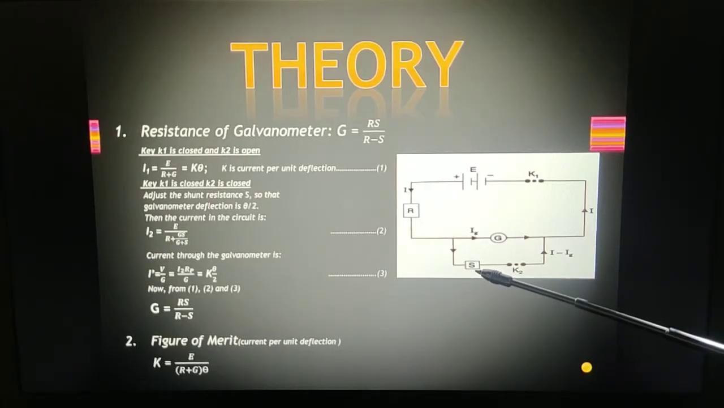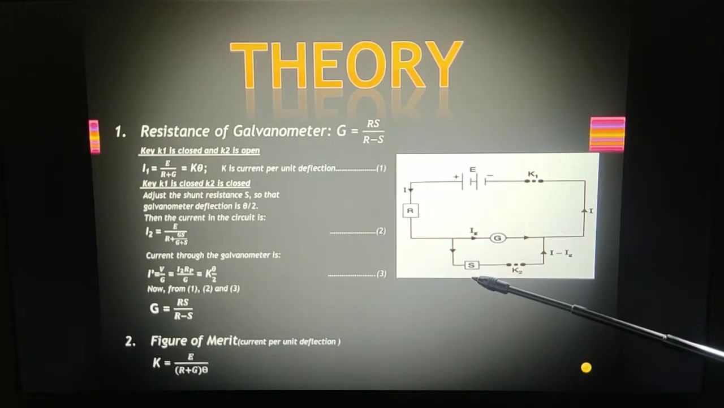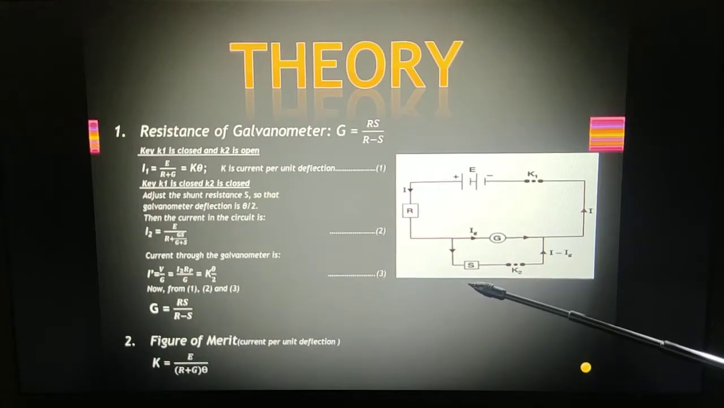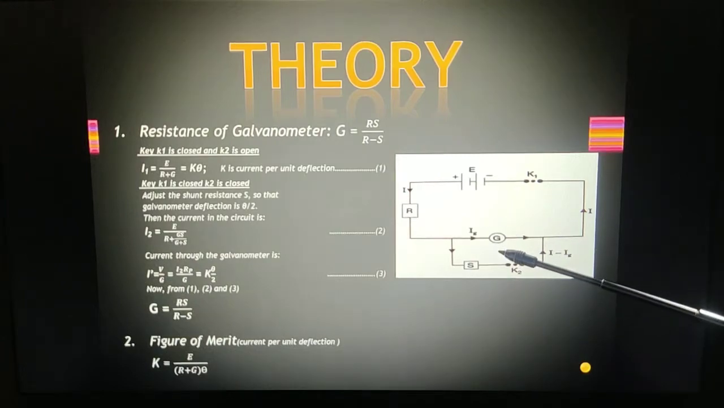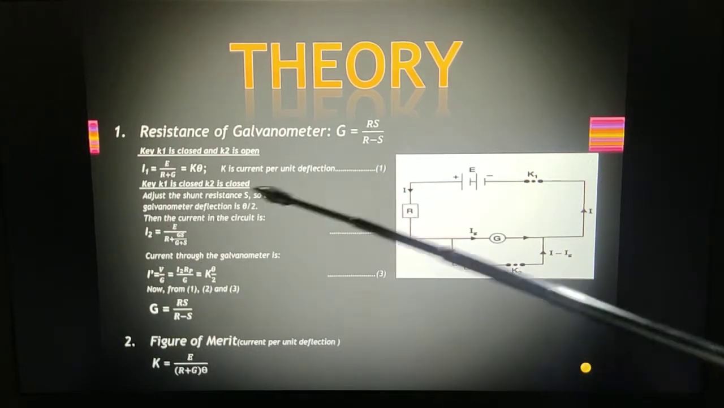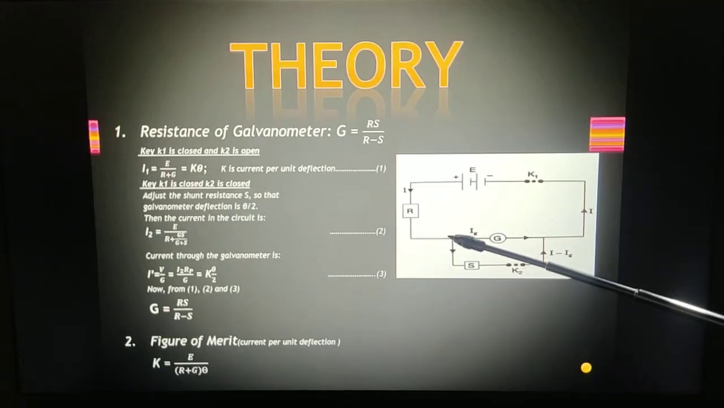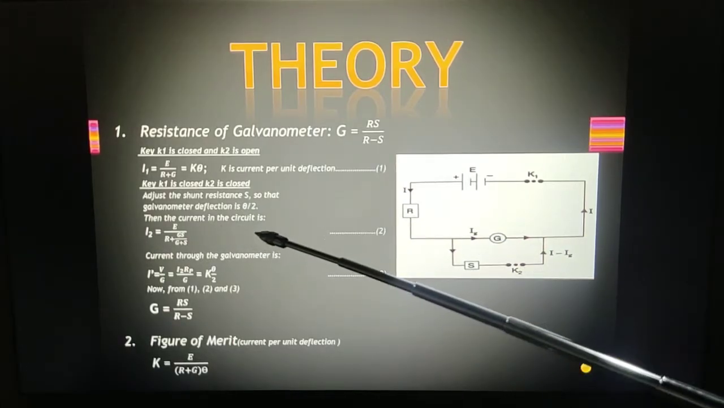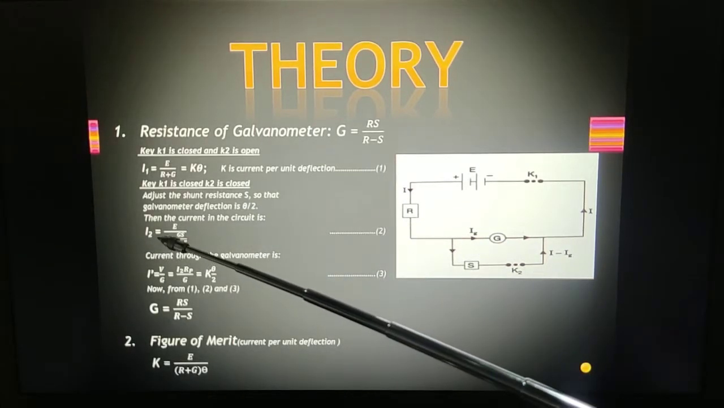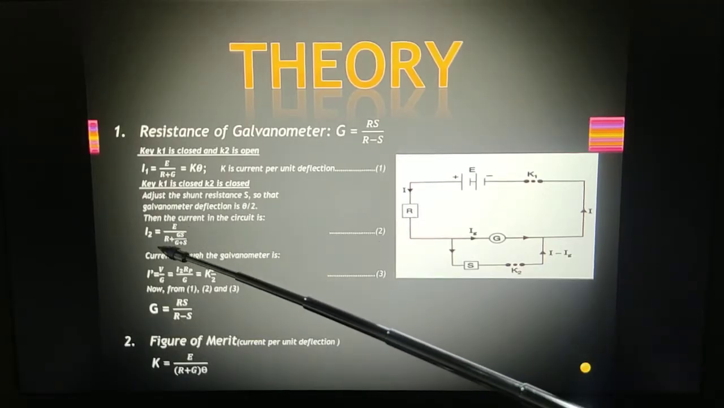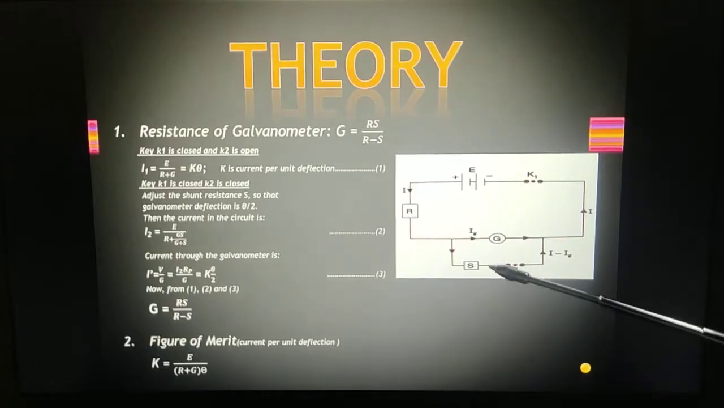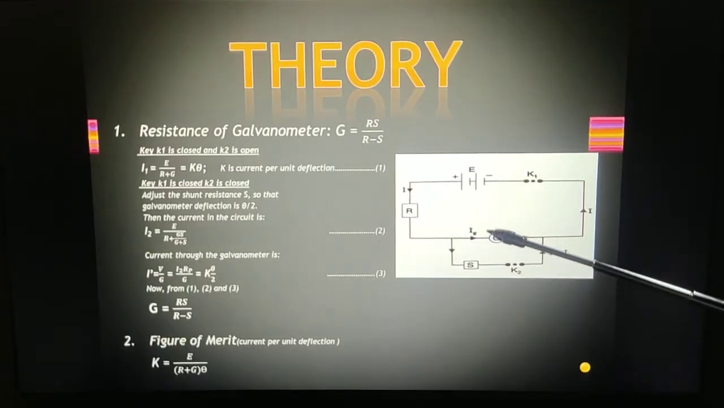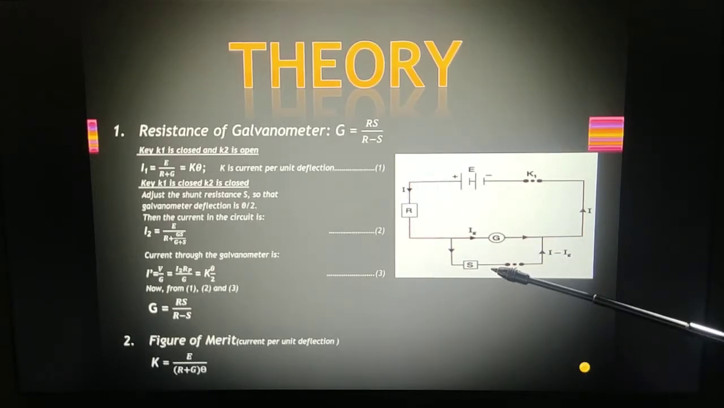This is the reason we are using the half deflection method to find the resistance of the galvanometer. Now the current in the main circuit is I2, which is equal to E divided by R plus GS divided by G plus S, where R is in series with this combination of G and S, which are in parallel.